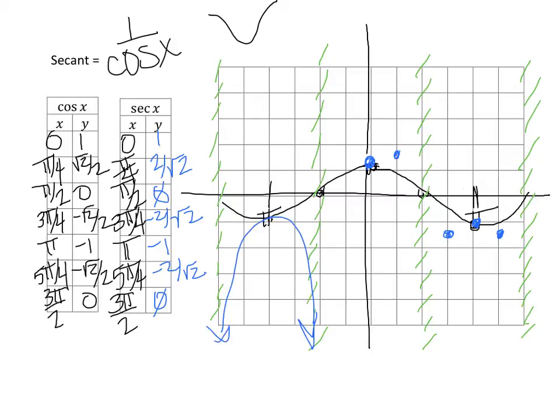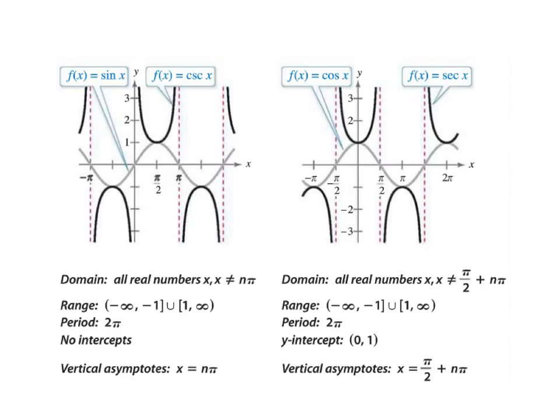And draw my parabolas in. So you can see how they are very closely related to sine and cosine. They bounce off of the maximums and the minimums. Here is a picture out of your textbook defining everything. Talk a little bit about the range.